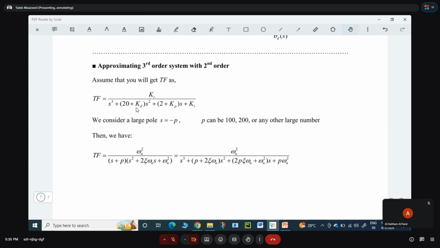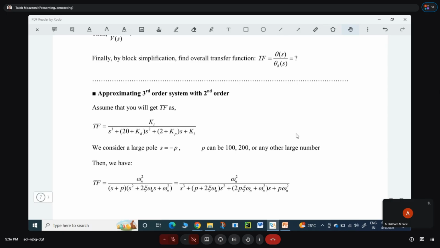So after this, you need to go to this slide to find zeta and omega_n, because here you select P equal 200, or you can put something like 500, 1000, any number is okay for P. Then zeta and omega_n you find by using those equations, and then match one by one. 20 + Kd equals this, 2 + Kp equals this, Ki equals this, and you will find these three variables. So that is 50% of your calculation.